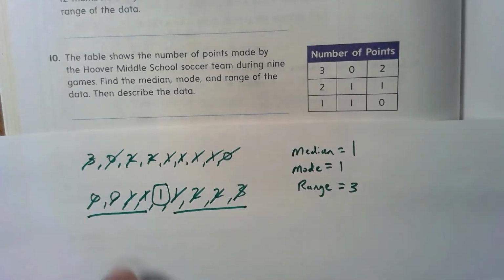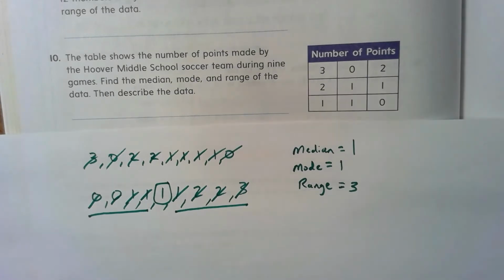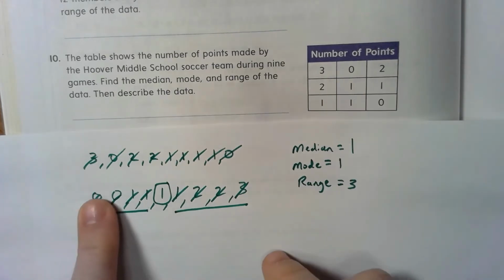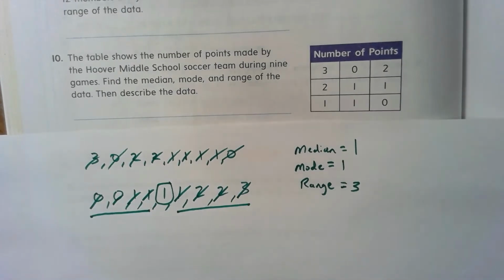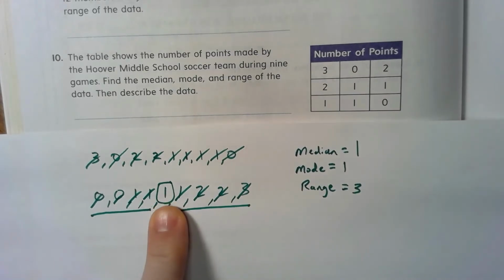So this is number of points scored by a soccer team. It means that they scored about the same amount of points each game. There weren't any games where they had a huge outlier amount of points, like scoring 10 goals in one game. So they were shut out a couple of times, and they had a maximum number of goals of 3. But the most common amount of points that they scored is the mode, which is 1 goal.